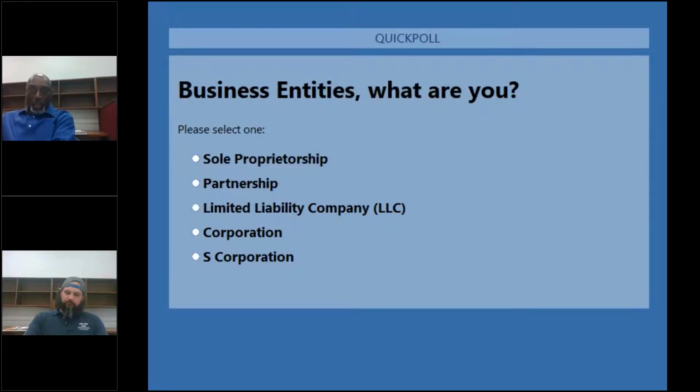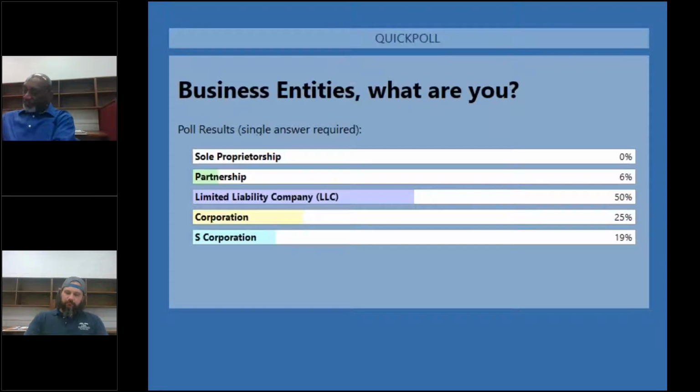I'm going to share our results. We have no one who said they were a sole proprietorship. 6% said they were partnerships. 50% said they were LLCs. 25% were corporations and 19% were S Corps. I'm going to go ahead and hide that and it's back to you.